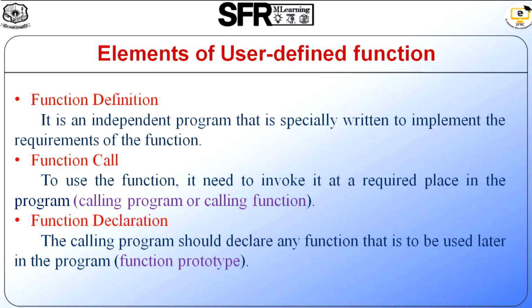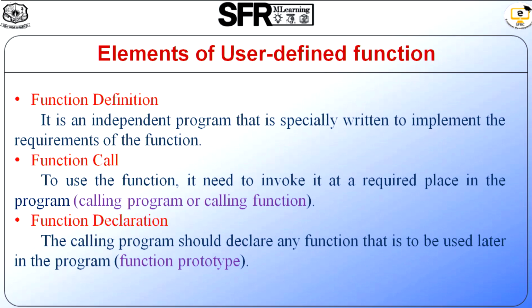Elements of user defined functions. First of all, we have three elements to create a user defined function in C. The first one is function definition, the second one is function call, the third one is function declaration. So first, function definition. A function definition is an independent program that is specifically written to implement the requirements of the function.